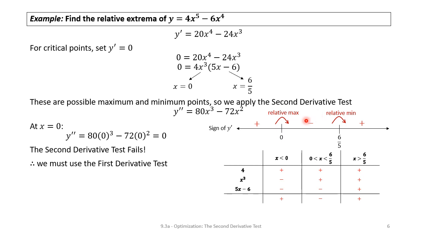So as we can see, although the second derivative test failed and we weren't able to use it, we can still use the sign diagram and the first derivative test in order to find any relative maximum or minimum. Therefore, we can say that there's a relative max at x equals 0 and a relative min at x equals 6 over 5.